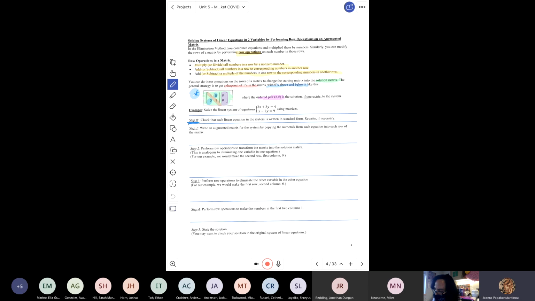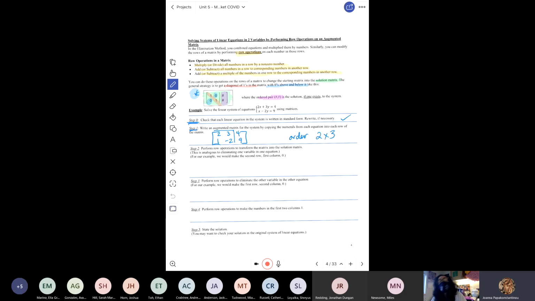Now I'm going to write the augmented matrix. Step 2 is actually write the augmented matrix. So what is the order of the augmented matrix? What size is it going to be? 2x3, 2 rows, 3 columns. First row, 2, 3, 4. Second row, 1, -2, 9. Just to denote that's a system, I'm going to put a bar there. Could be dotted or solid, it doesn't matter.